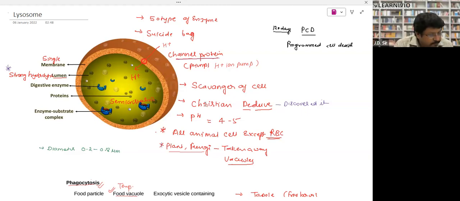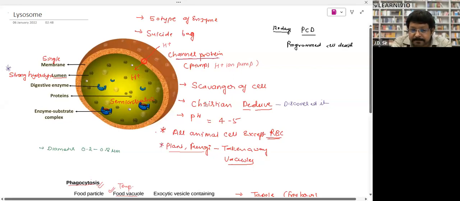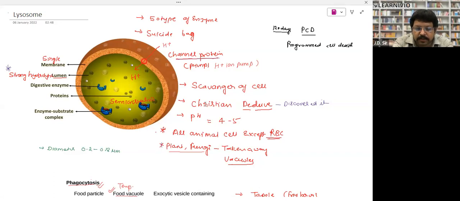Sir, because they kill the cells or something. How do they kill the cell? That's what I want to know, because their function is not killing the cell. Their function is digestion. Sir, when the cell gets damaged. Yeah, in a cell which is damaged, they also kill that cell.